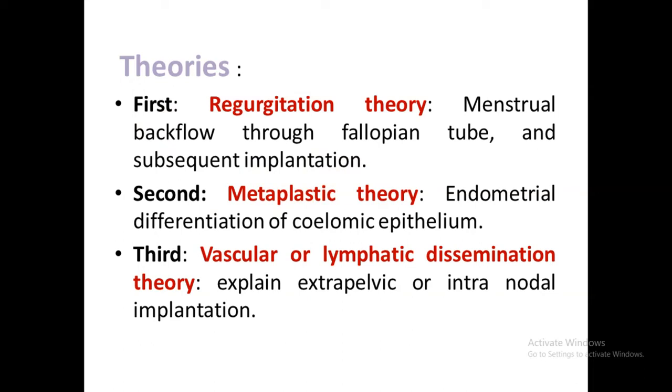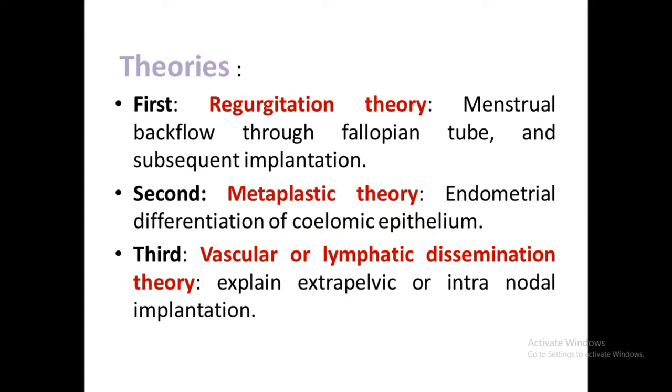The second theory can also explain the presence of endometriosis in areas that contain the coelomic epithelium, like the ovary. It is the metaplastic theory. The transformation of the coelomic epithelium in the ovary, for example, into another type of epithelium, which is the endometrial tissue.